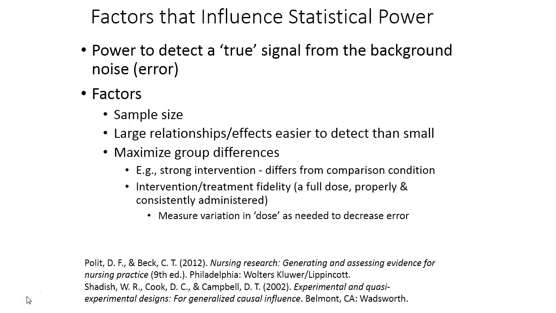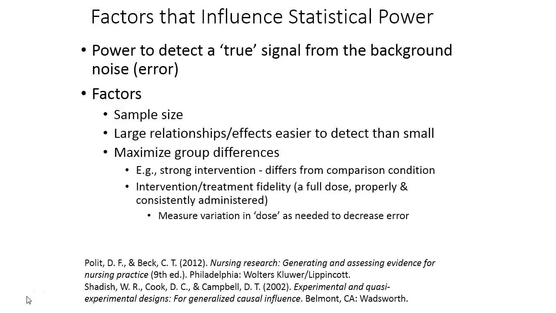So let's talk about these factors that can influence statistical power. I like to think of statistical power as this ability to detect a true signal from the background noise. And in research studies, that noise comes from error. And every research study has error in it. And there are various sources of error. So when we design a study, we want to design and conduct that study to maximize the signal and to decrease the noise.